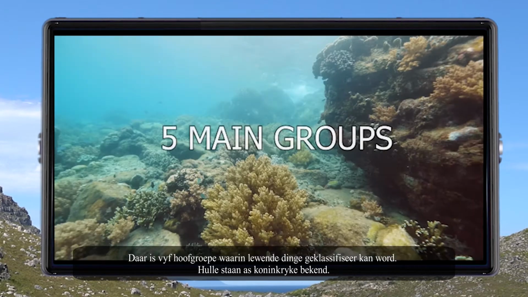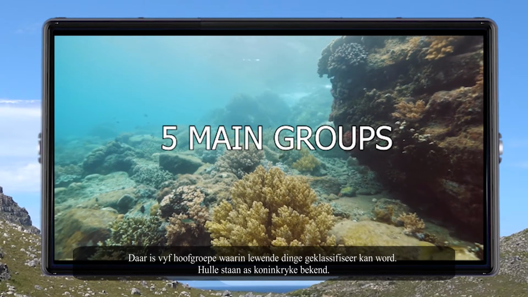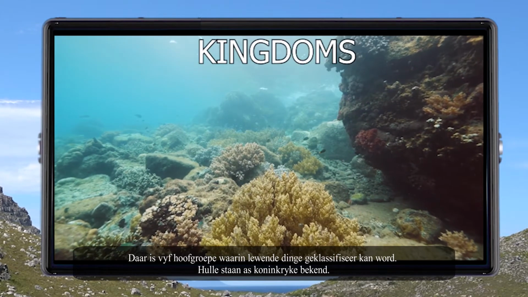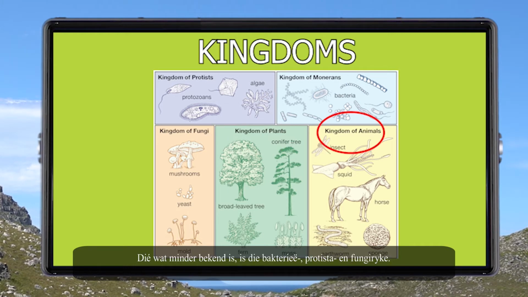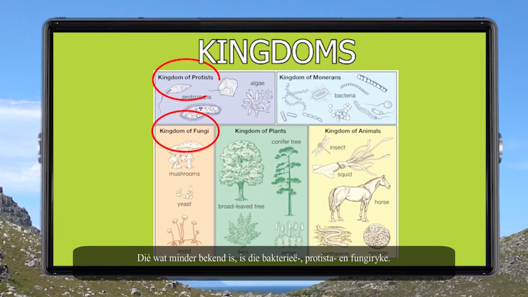There are 5 main groups that living things can be classified into. These are known as kingdoms. Each kingdom has its own specific set of characteristics. 2 of the kingdoms that are best known are the plant and animal kingdoms. The ones that are not that well known are the bacteria, protista, and fungi kingdoms.